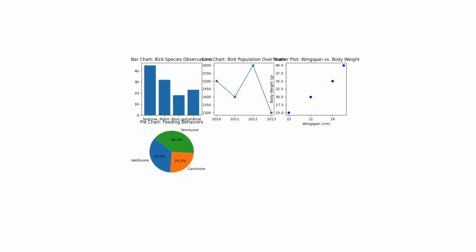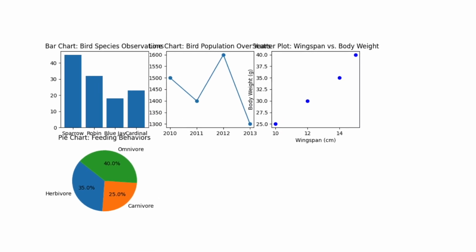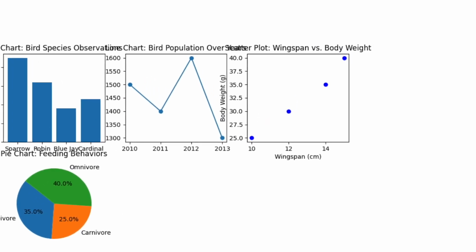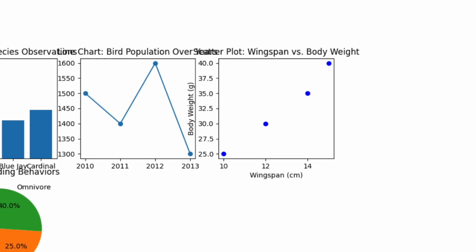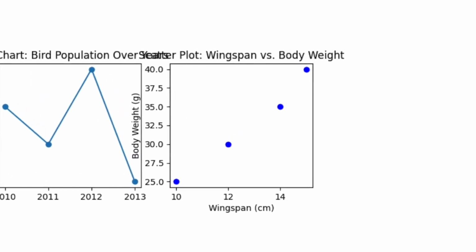Now let's explore scatter plots. Imagine you're playing with toy cars and you want to see if big cars are heavier than smaller ones. A scatter plot helps us figure out if two things are related by putting dots on a graph. In our case study, a scatter plot helps us to understand the connection between a bird's wingspan and its body weight.